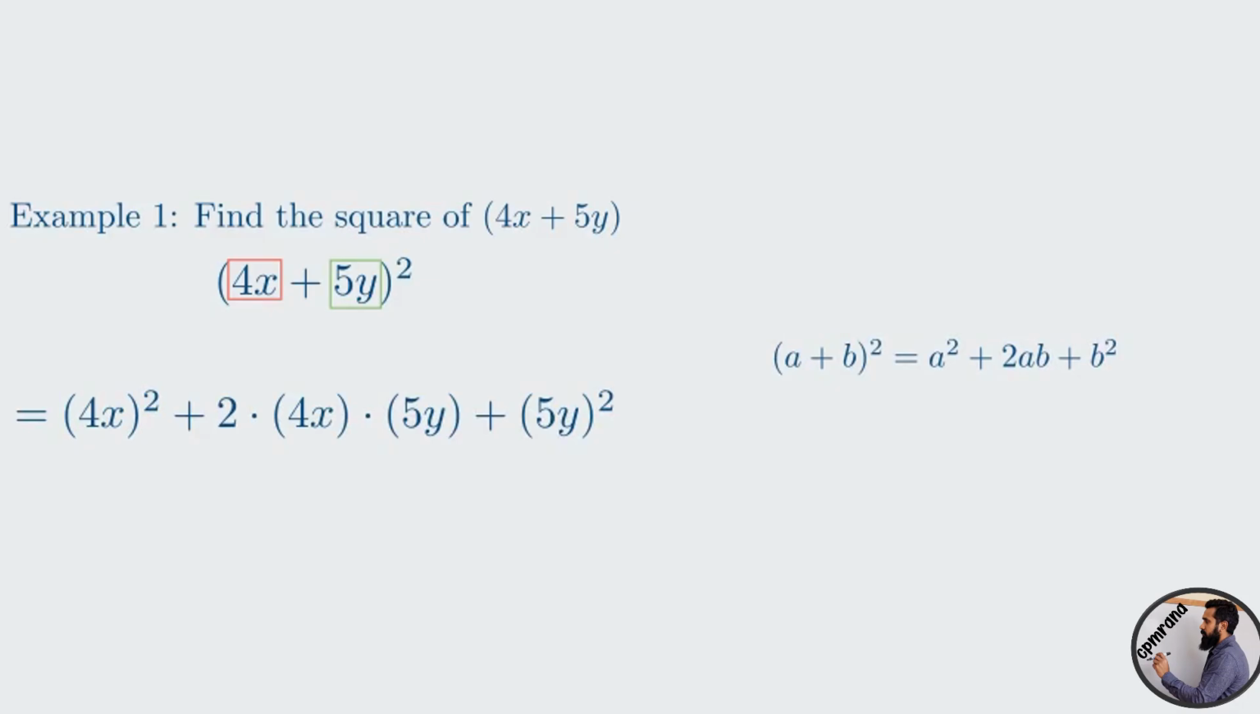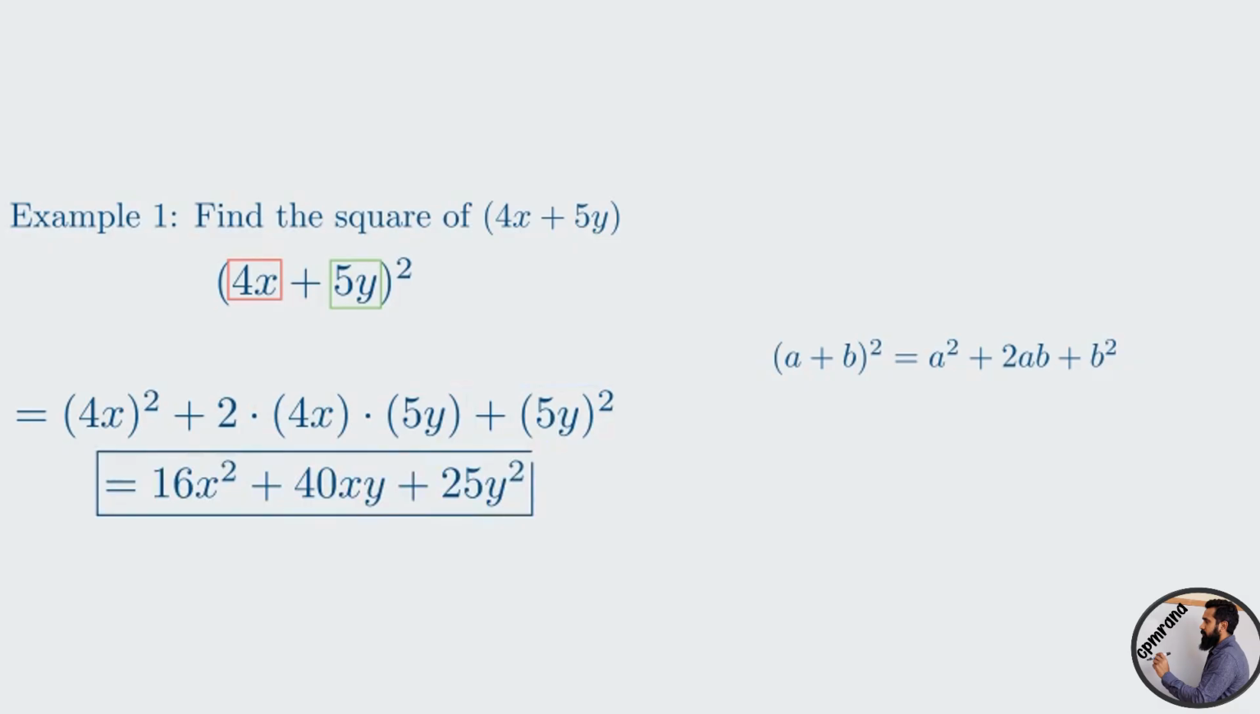Now we simplify. 4x squared becomes 16x squared. For the middle term, 2 times 4 is 8, and 8 times 5 is 40, giving us 40xy. Finally, 5y squared is 25y squared. There we have it. We successfully expanded the expression using the square of a sum identity.